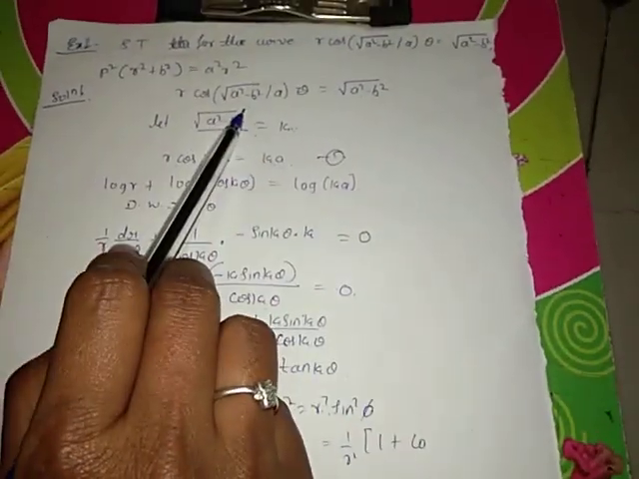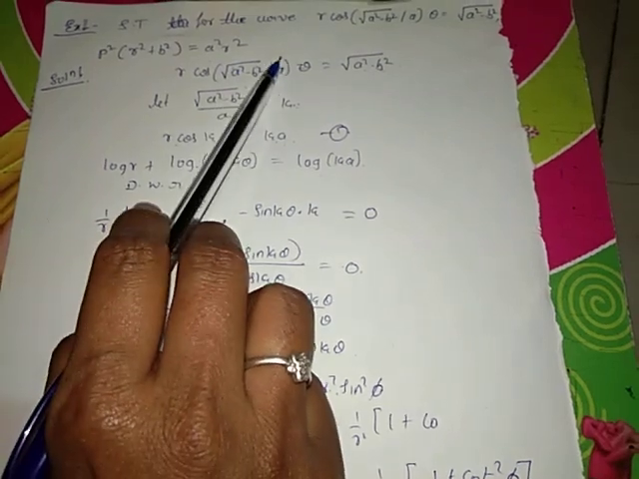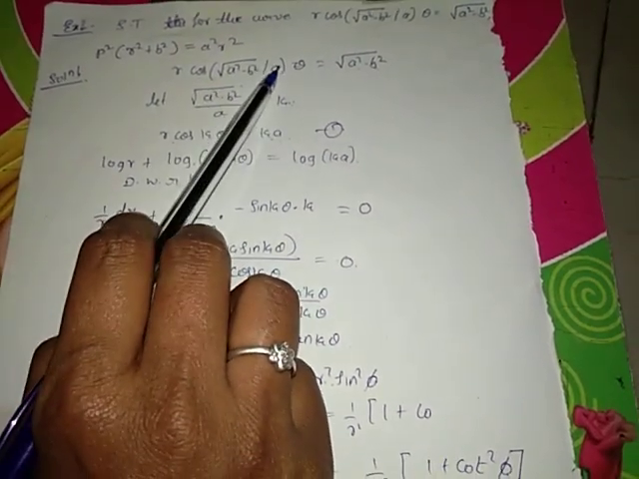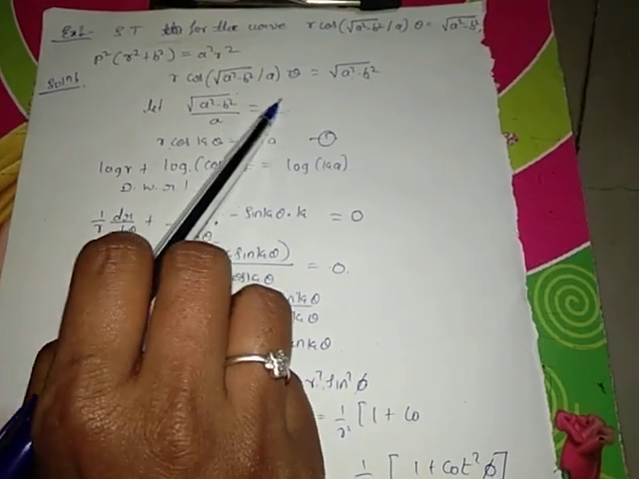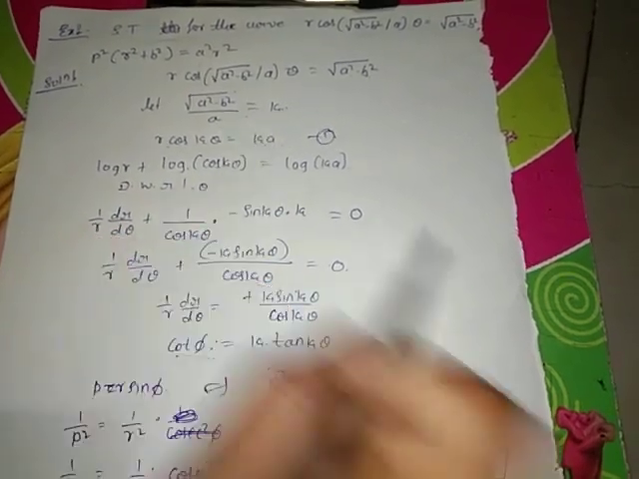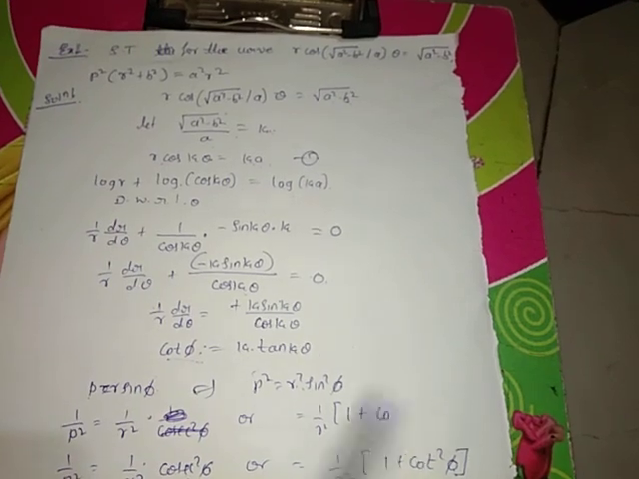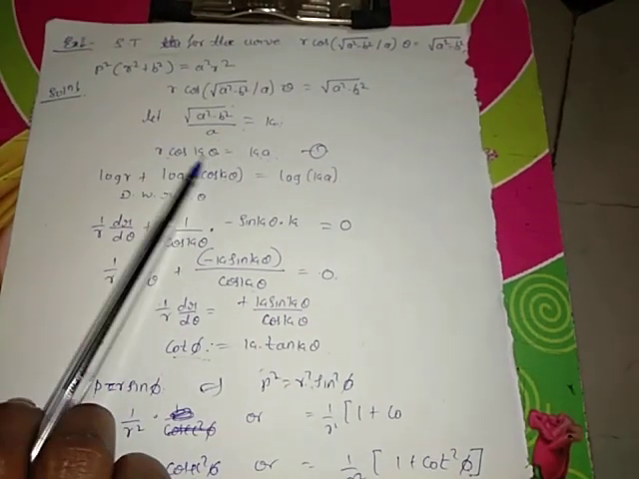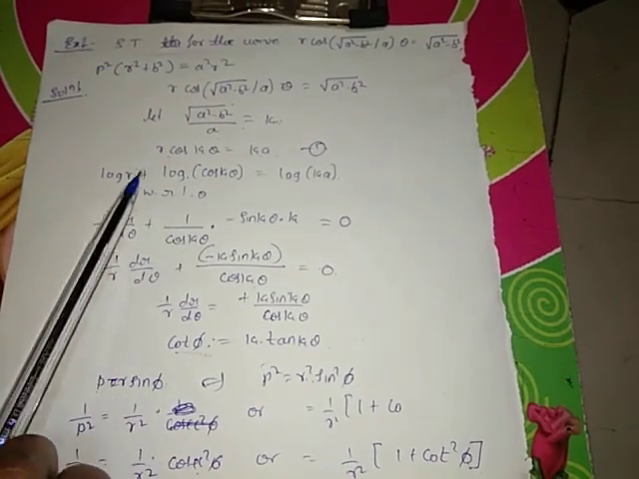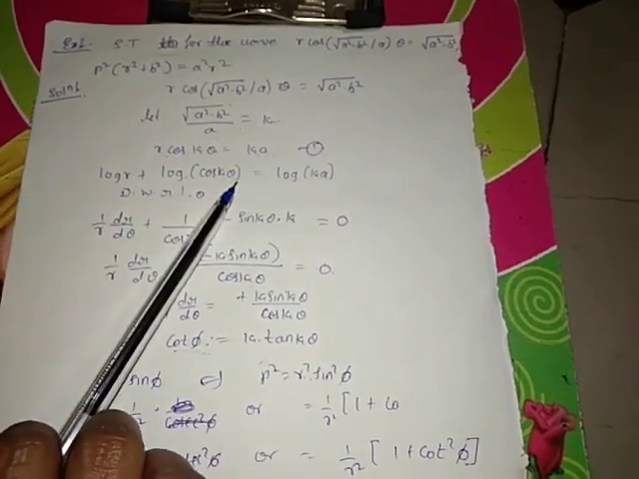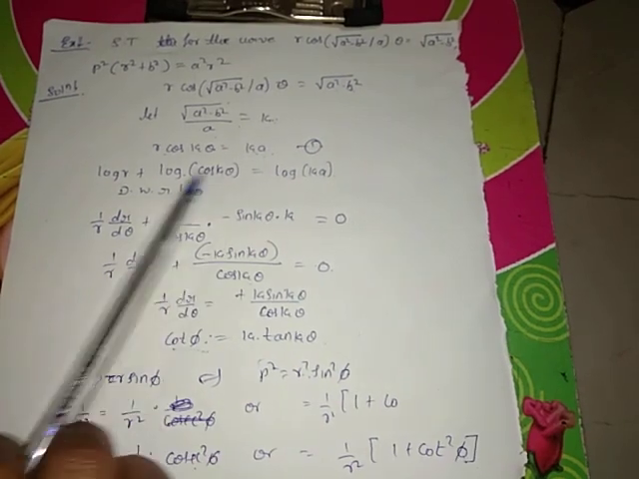First, for the given curve, for our convenience, we have taken a substitution for the square root of a square minus b square by a as some constant k, so that we get a = r cos kθ = ka. Take a log on both sides. Log r plus log of cos kθ equals log of ka.